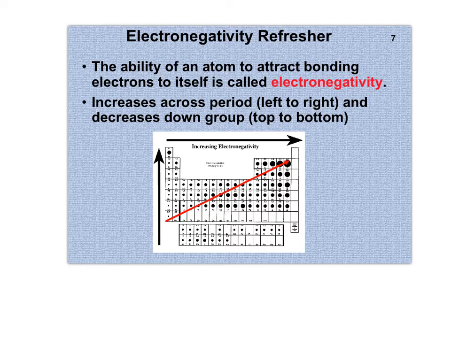All right, so again, just to finish your primer on electronegativity: electronegativity is the attraction an atom has for extra electrons. So again, it's always going to be the more electronegative atom that ends up with a partial negative charge.